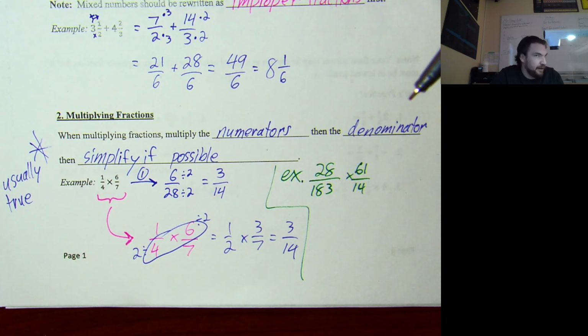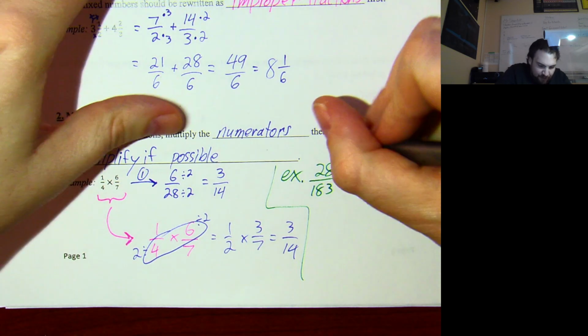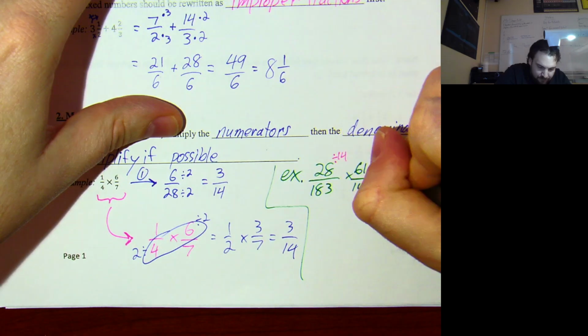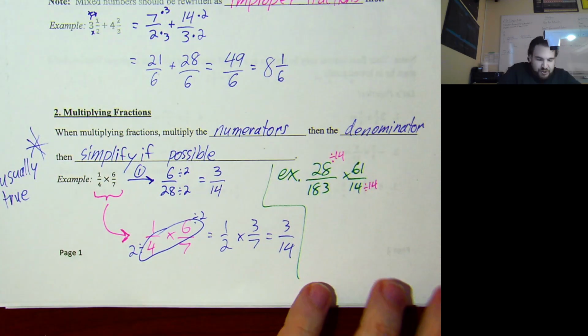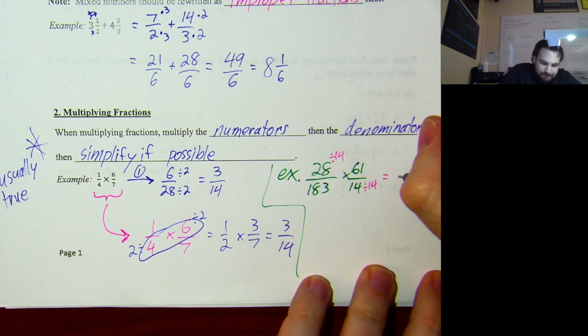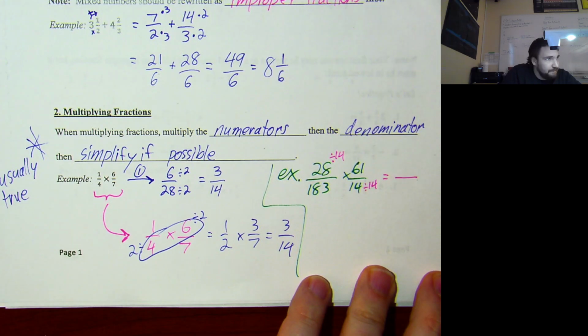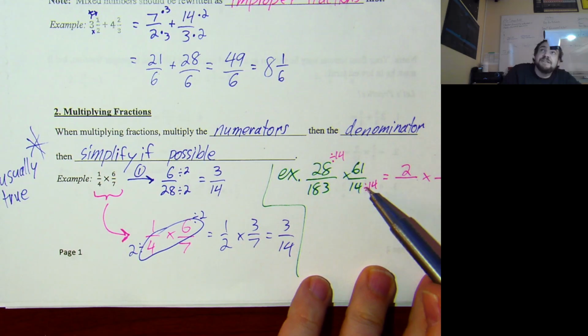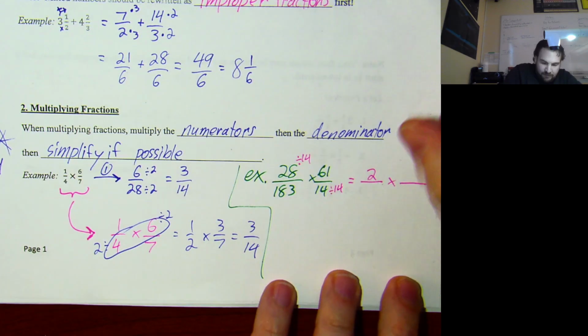So let's go big or go home, right? Let's go straight to the big one. 28 divided by 14 is 2. 14 divided by 14 is 1.